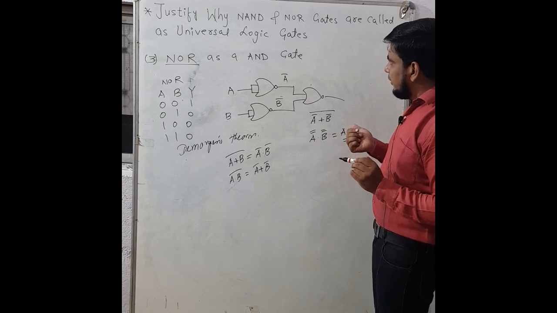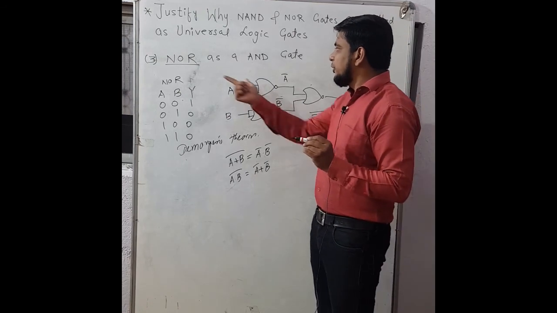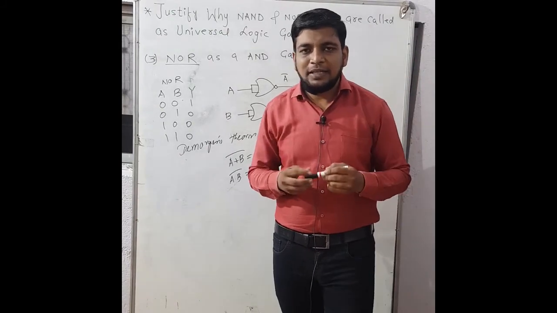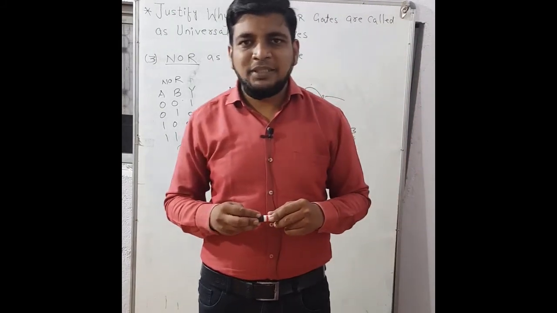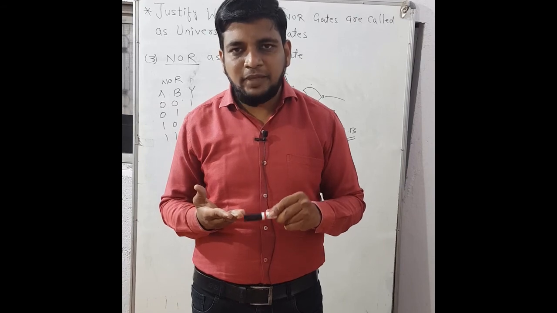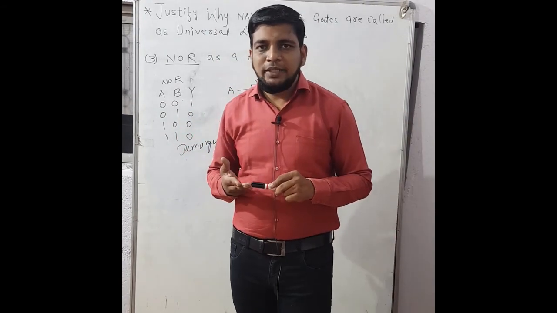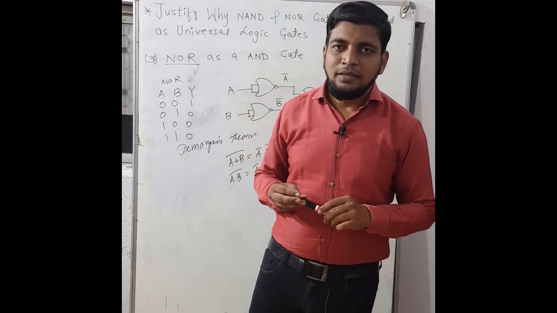In this way, we are able to justify that NOR works like a universal gate, meaning all the basic gates can be implemented with the help of NAND only, and all the basic gates can be implemented with the help of NOR only. That is why these two gates are called universal logic gates.